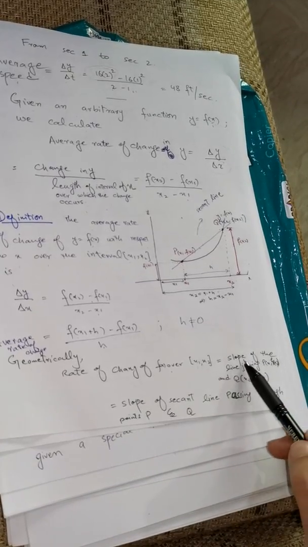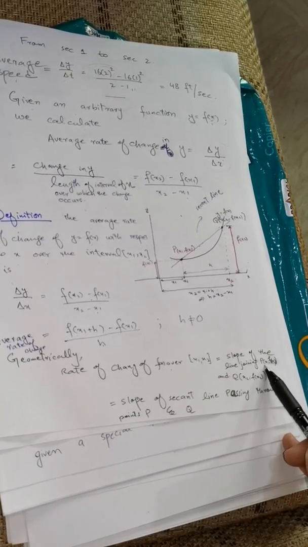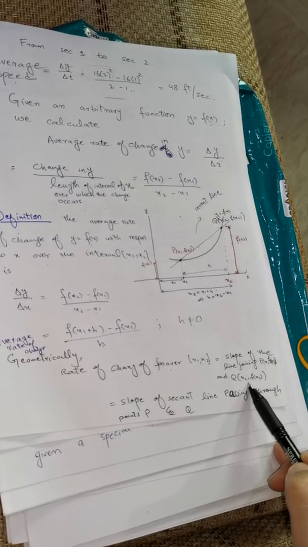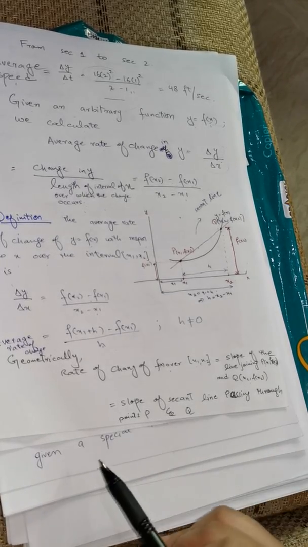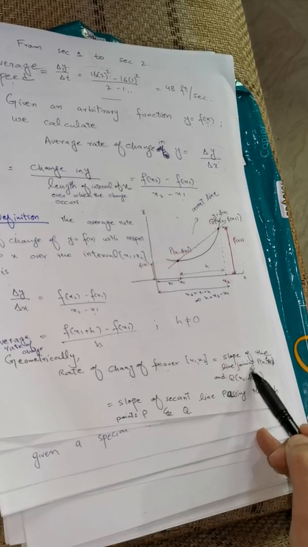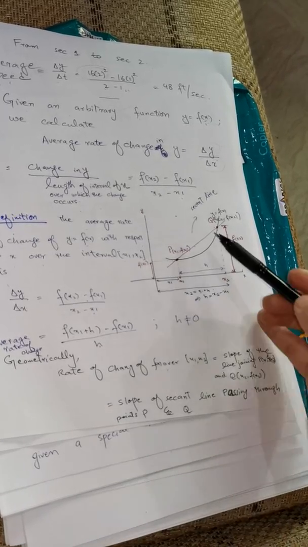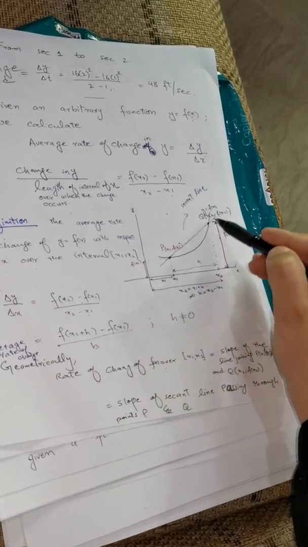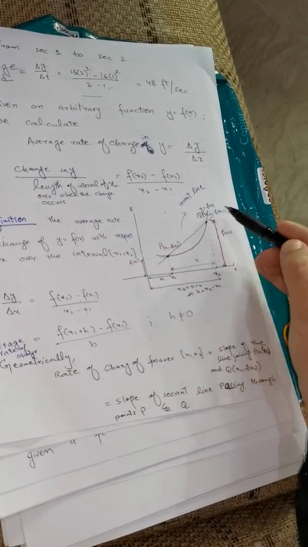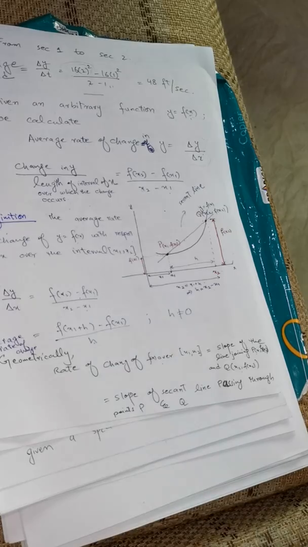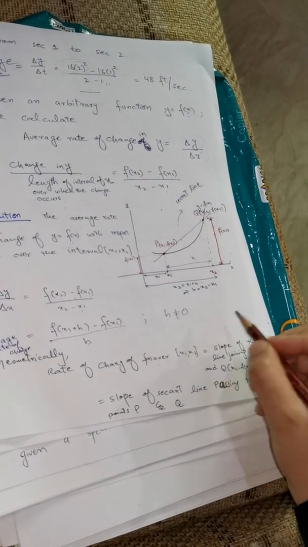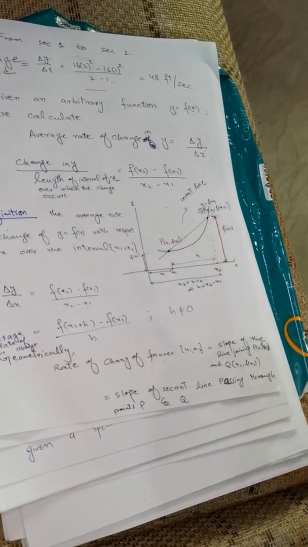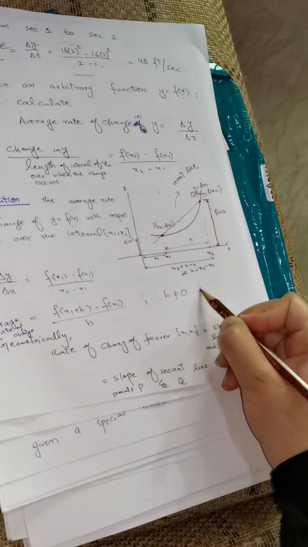This one is the slope of the line joining point P, x1, f of x1, and Q, x2, f of x2. So the slope of the line. What is the slope of the line? We are talking about this line. This is a secant line. What is the slope of this line? Slope of any line. Before we study or relate the slope of this line, we will recall the concept.